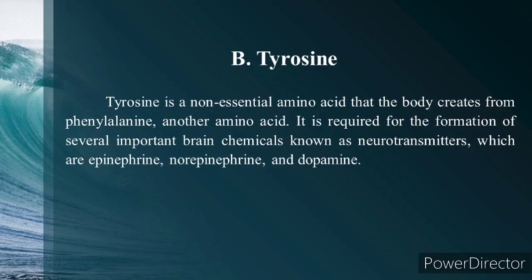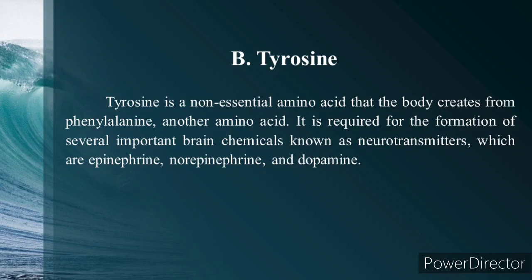Tyrosine is a non-essential amino acid that the body creates from phenylalanine, another amino acid. It is required for the formation of several important brain chemicals known as neurotransmitters, which are epinephrine, norepinephrine, and dopamine.